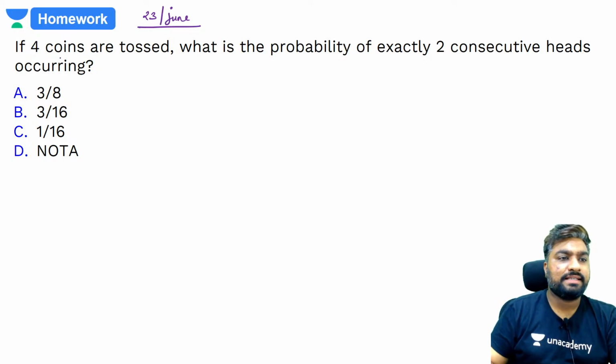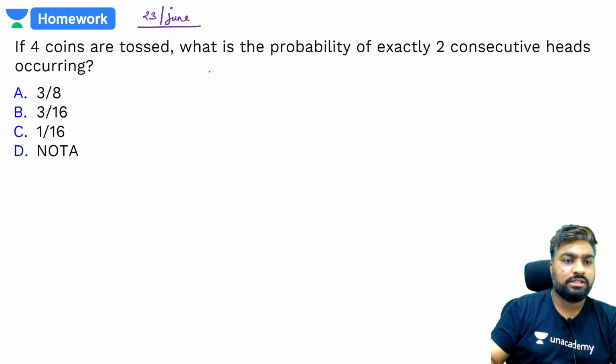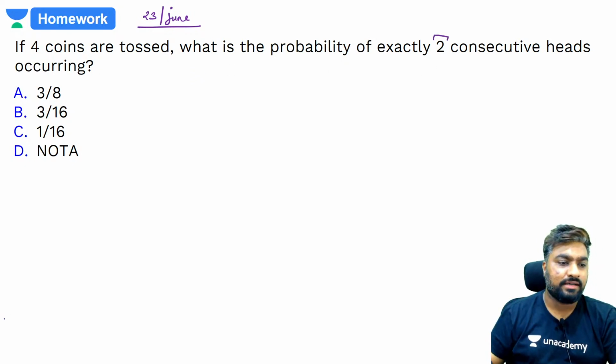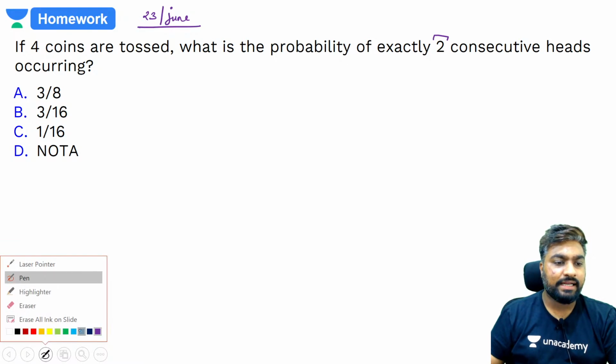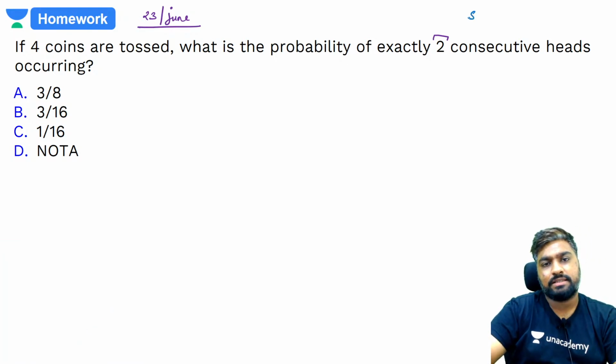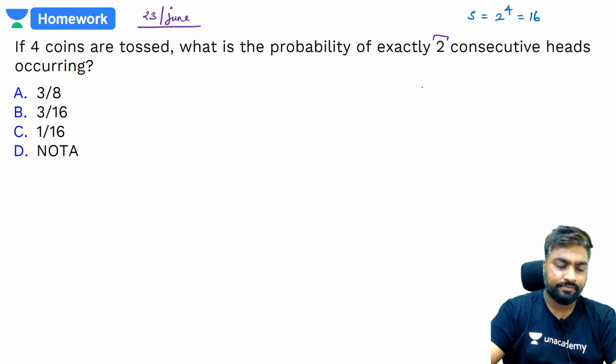So what do we have? They're saying there are 4 coins that are tossed. What is the probability of exactly 2 consecutive heads occurring? Exactly 2 consecutive heads occurring when 4 coins are tossed. So first, sample space. What is the sample space? 2 to the power 4, which is 16.